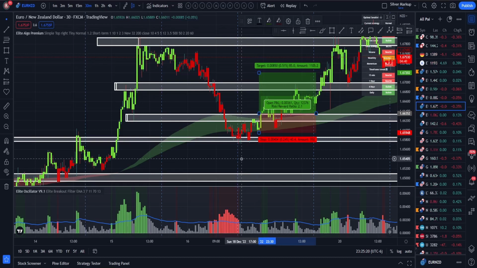I didn't really like trading breakouts because the hardest thing would be to figure out what breakout to pay attention to. Elite Algo literally gives you the best way of trading breakouts using this Elite Algo breakout filter.